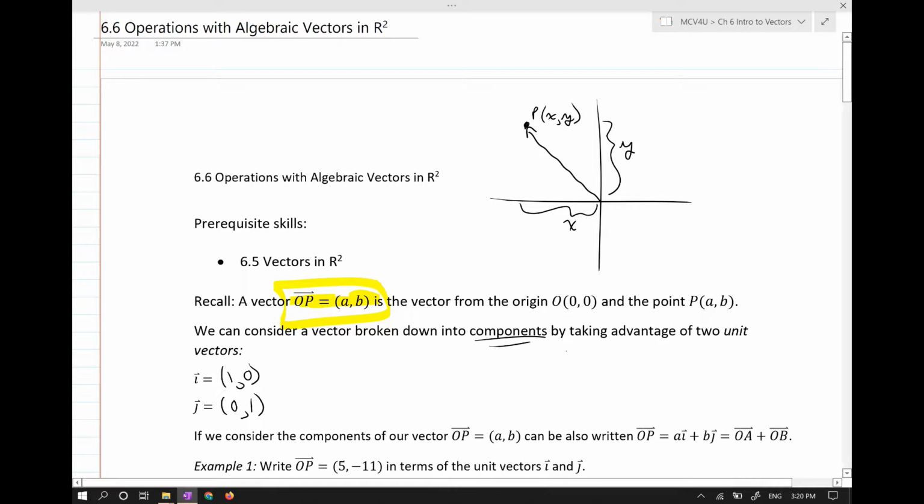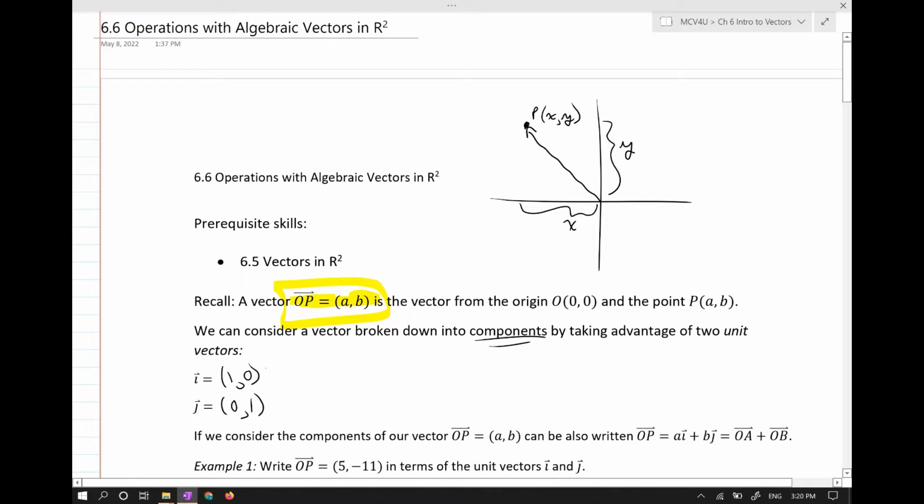Now, for those of you who have taken grade 12 physics courses, you will have some experience breaking a vector down into its components. Now, where we're working right here, we're going to take advantage of a couple of unit vectors. This notation still is likely new for you. Now, these two unit vectors, vectors i and j, each have length 1, and that's how we know they're unit vectors, right? Every single unit vector has the length 1 unit.